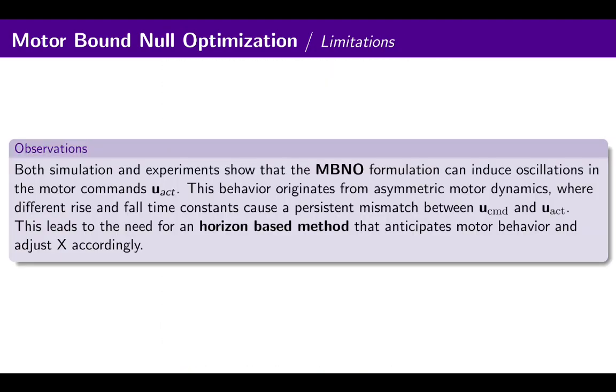Both simulation and experiments show that the motor-bound nullspace optimization formulation can induce oscillation in the motor commands. This behavior originates from asymmetric motor dynamics, where different rise and fall time constants cause a persistent mismatch between the commanded motor input and the actuated one. As seen in the real platform, the oscillations are higher due to additional unmodeled dynamics. This leads to the need for a horizon-based method capable of anticipating motor behavior and modulating x accordingly.